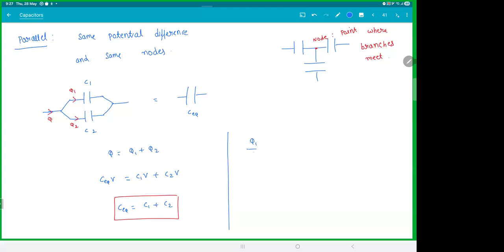So Q1 by Q2 is C1V by C2V. So the charge will divide in the ratio of capacitance. There, have a look at this. This is capacitors in parallel. All clear with this?